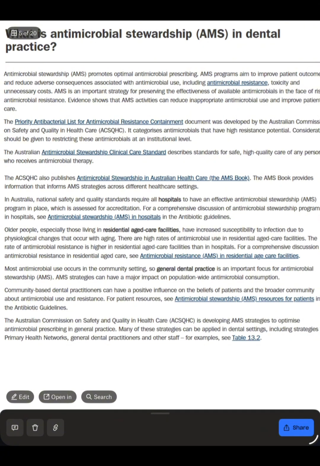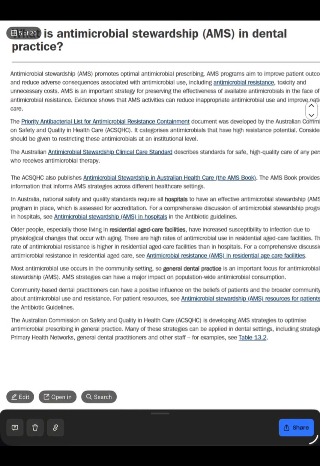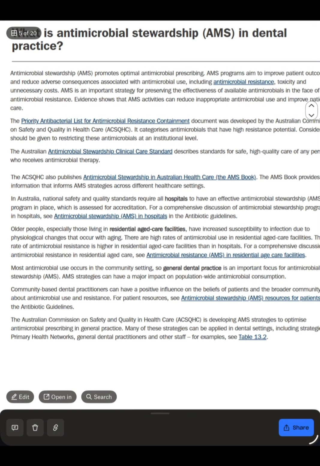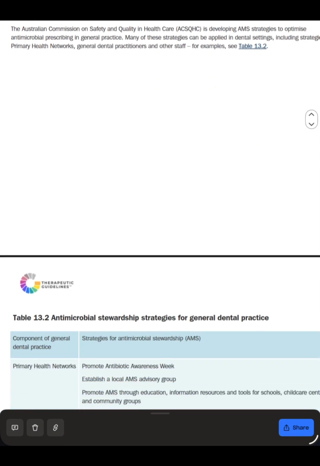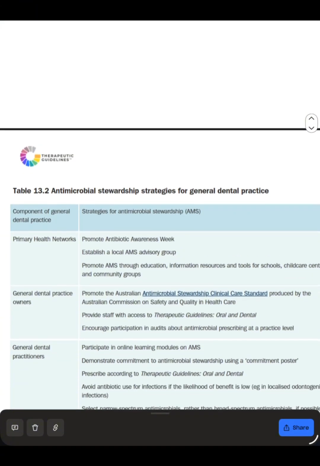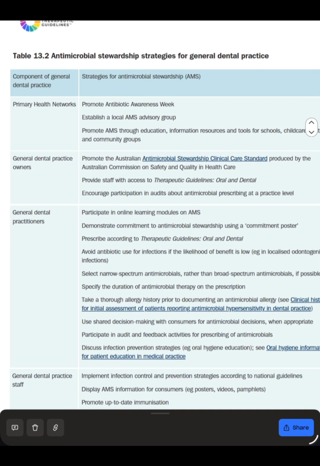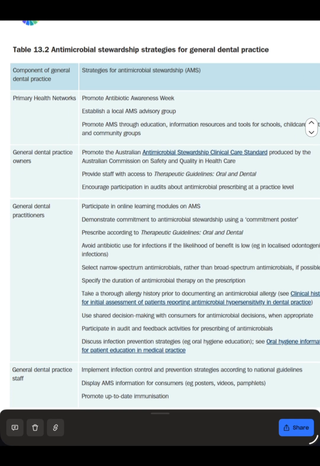The Australian Commission on Safety and Quality in Healthcare is developing AMS strategies to optimize antimicrobial prescribing in general practice. Many of these strategies can be applied in dental settings, including strategies for primary health networks, general dental practitioners, and other staff. Now, there is a table which says antimicrobial stewardship strategies for general dental practice. It's not important from an exam point of view, so I'll skip that table.